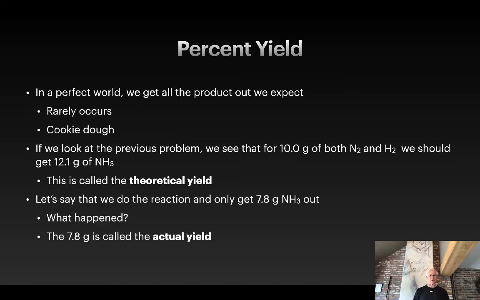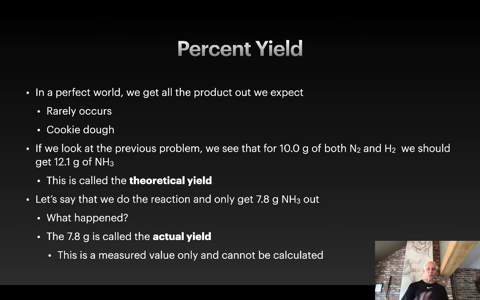Well, what happened? Again, lots of different things can happen here. It's not really important what happened, but at this point you want to know what your percent yield is. So the 12.1 grams is your theoretical yield, what you expected to get out. 7.8 grams is the actual yield. This is what really happened when you did the reaction. An important thing with actual yield is that it is a measured value. It can't be calculated, unless you have the percent yield as well. But you cannot look at a reaction and say, oh, I'm going to get that much out of it. Generally, you have to do the reaction and measure how much product was produced.